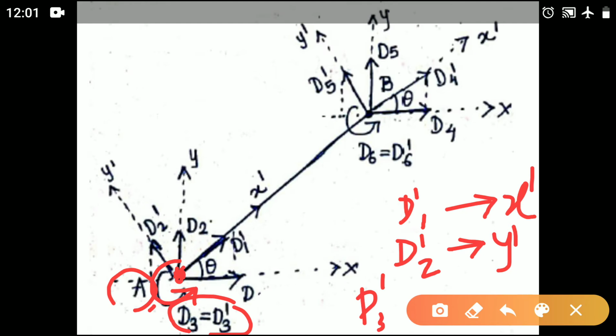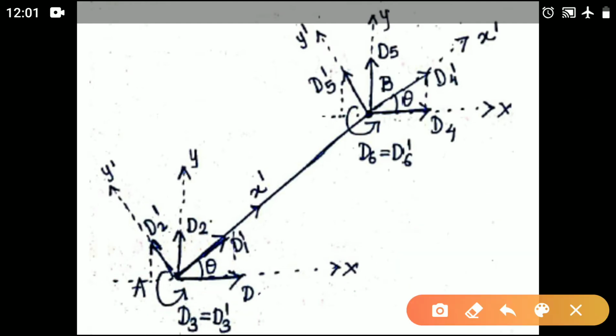Okay, that means now the question is about only these two directions. So here they are shown: d1 dash, displacement in the x dash direction, and d2 dash in the y dash direction, local. Similarly d4 dash and d5 dash in the x dash and y dash directions.